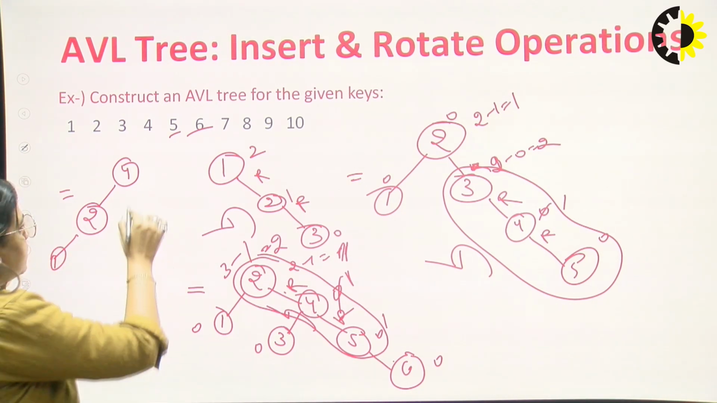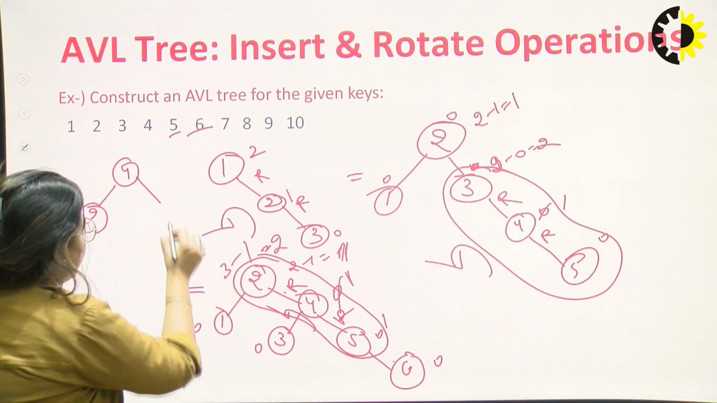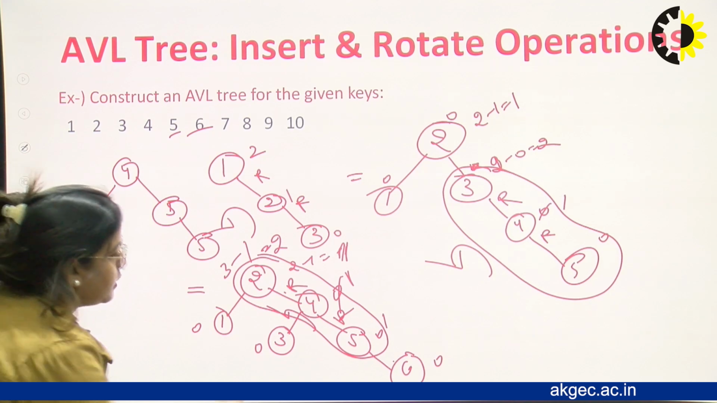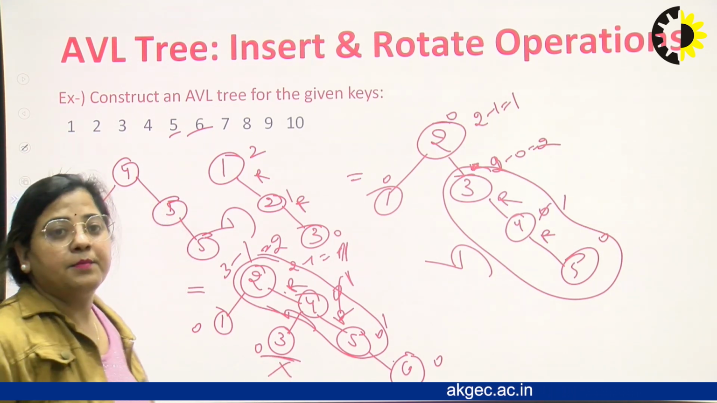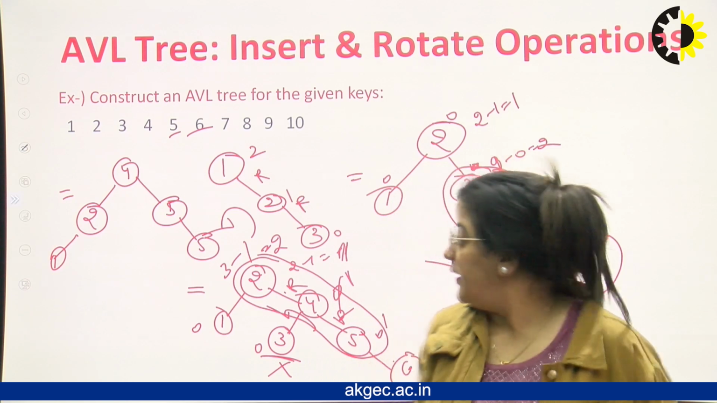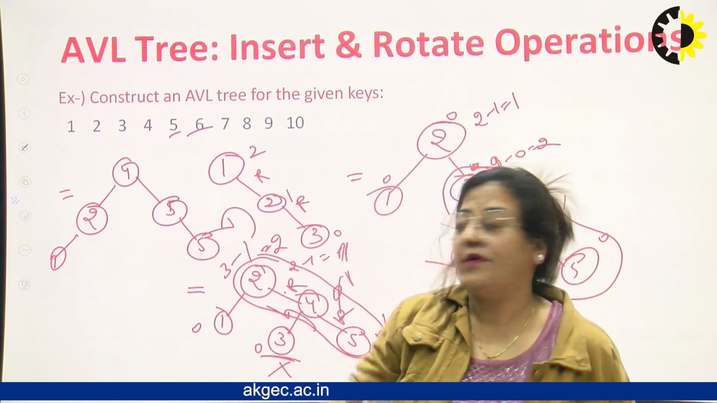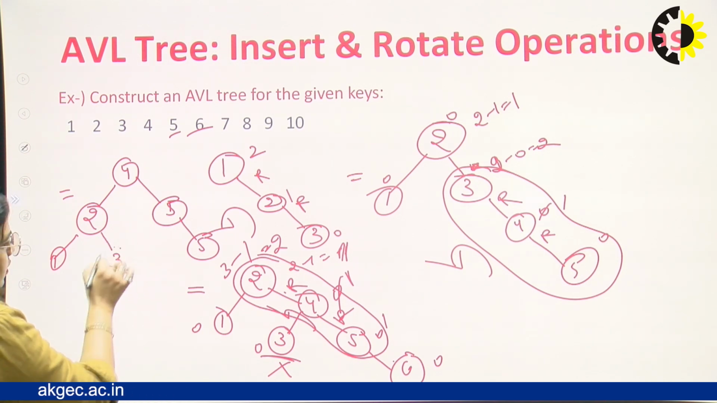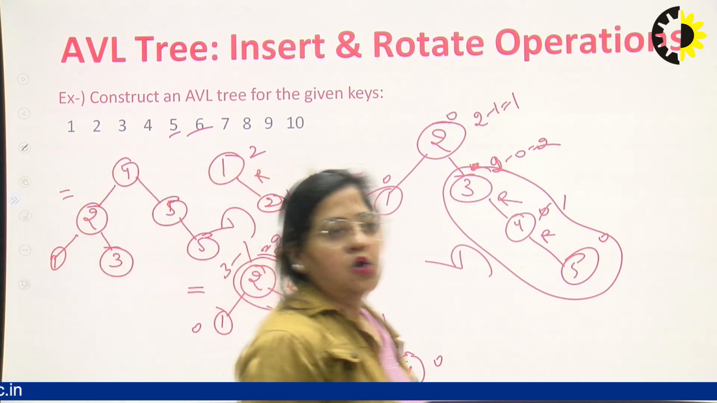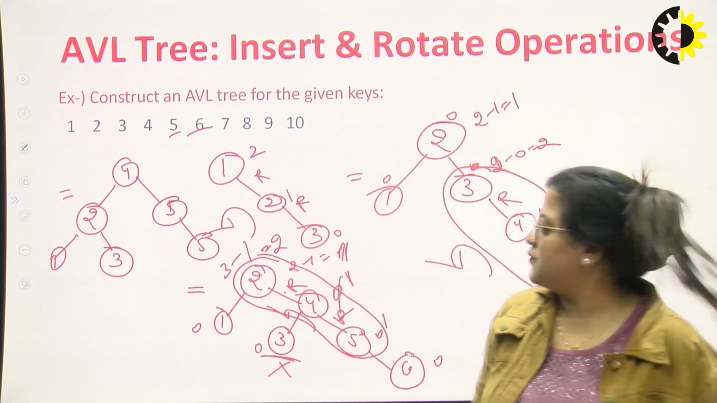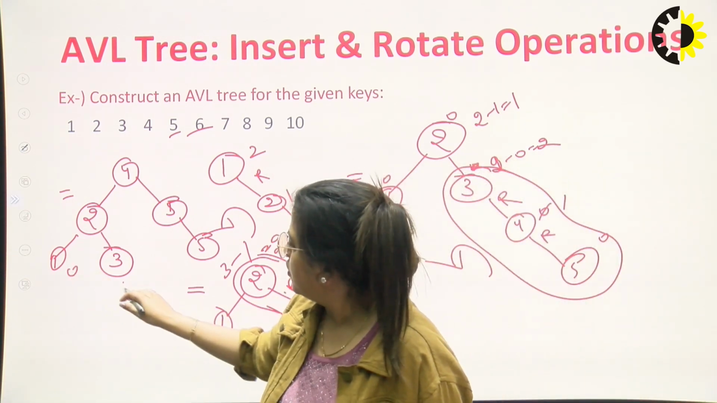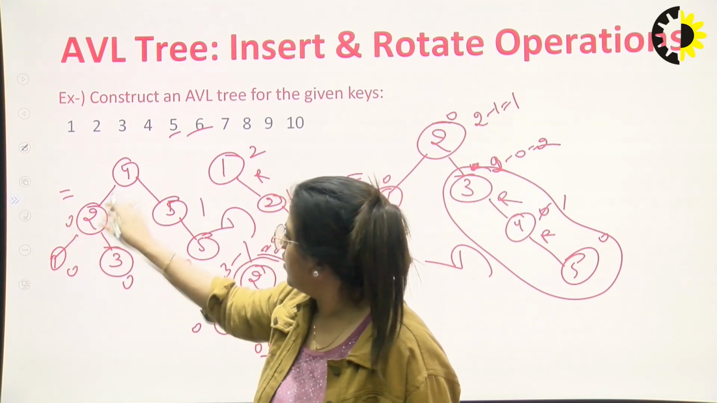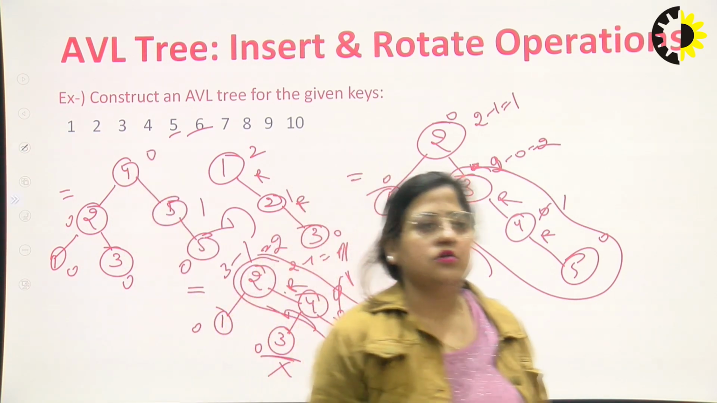Okay, according to this, 4's right has 5 and 5 has 6. But this node is remaining here. But where will it come? It will come on the right side of the left side. It is the right side of 2. Got it? Now check again balance factor 0, 0, 0, 1 and it is also 0, and 2 minus 2 it is also 0.